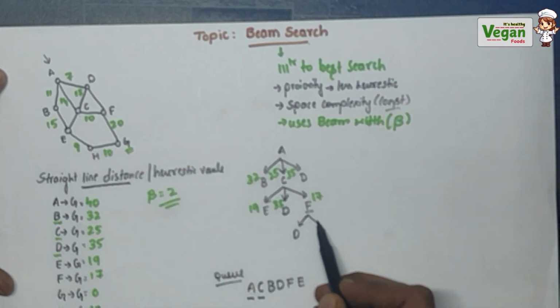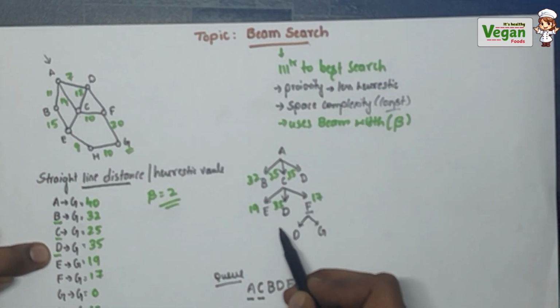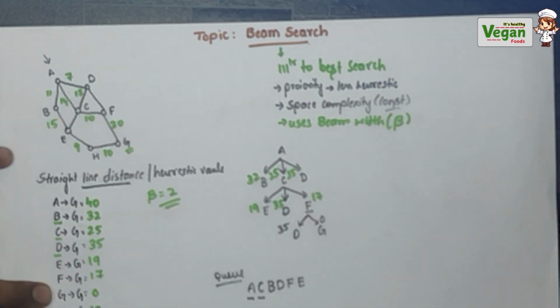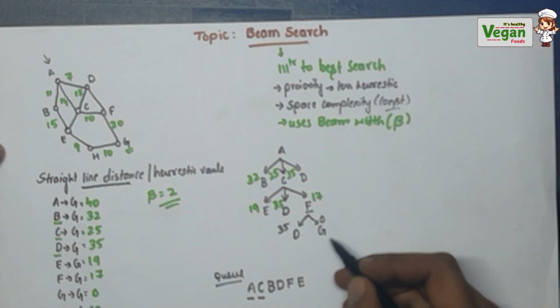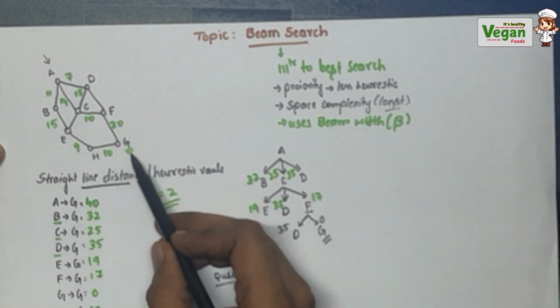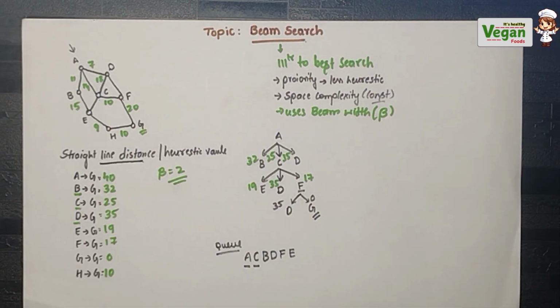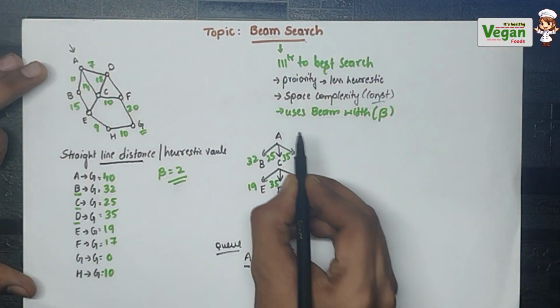So from F, D's heuristic value is 35 and G's heuristic value is 0. Among these two, who is having the less heuristic value? G. And if you see, G is my goal state. From A I wanted to reach G, so I reached G with the least cost. So now we have discussed the best first search.